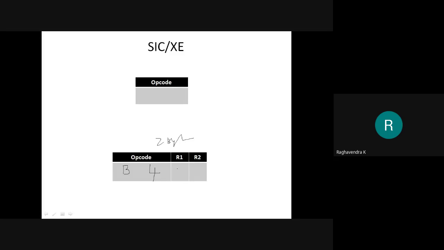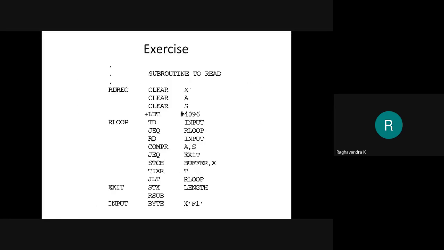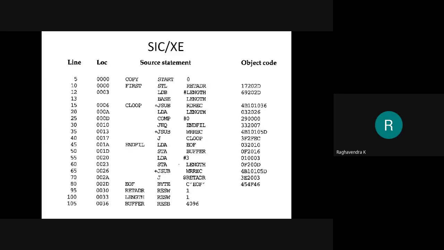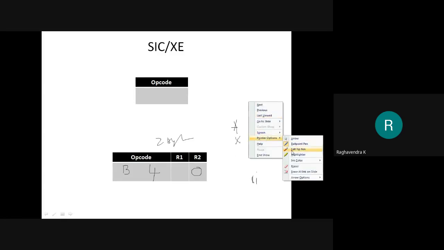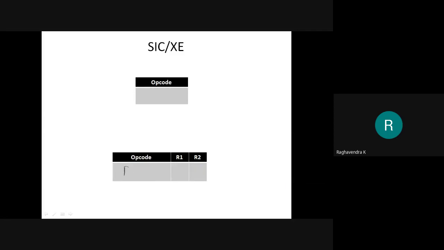In the instruction, we don't have the second operand. So when we don't have the second operand, we simply fill it up with 0, because there's nothing. And the value of X? If you remember, all the registers have some number. So 0, 1, 2, something like this. PC is 8 and SW is something. Some numbering is associated with every register, and hence we will just write that register number. X number is 1. So this is the instruction that is assembled, B410.